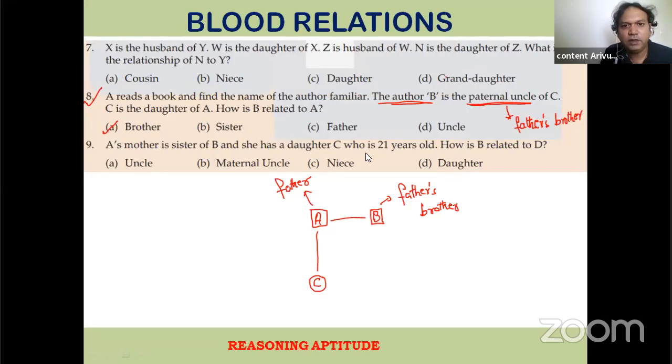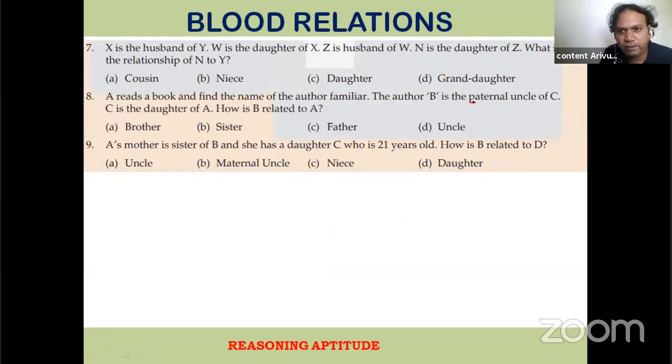Meghanathan, let's see this once again. So first of all, you focus on the fact here, paternal uncle means father's brother. And C is daughter of A. C is daughter of A and B is paternal uncle of C. So the only way out is to make sure that A is father and father's brother is B. That is how B will become the paternal uncle. Okay. So please note this down. Now question number 9.